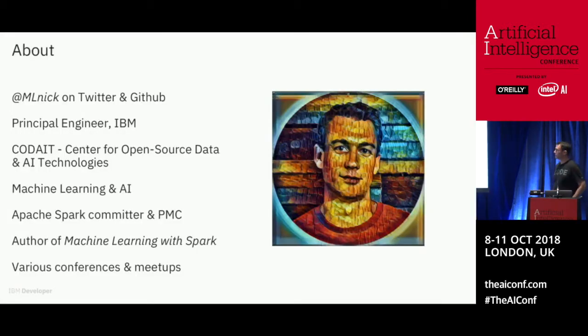A little bit about me. I'm MLNick on Twitter and GitHub. I'm a principal engineer at IBM, where I work in the Code team. That's the Center for Open Source Data and AI Technologies. I focus on machine learning and AI applications and have a background in the Spark project, Apache Spark. I'm a committer and PMC member on that project and wrote a book, Machine Learning with Spark, which is a little bit out of date now.